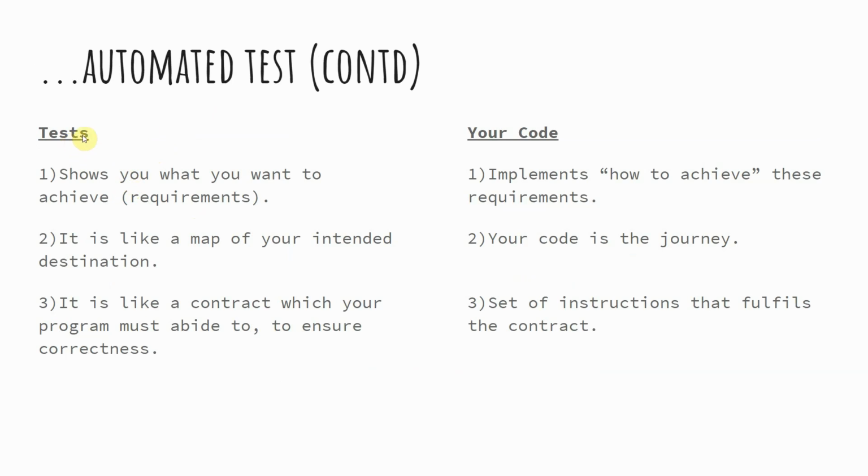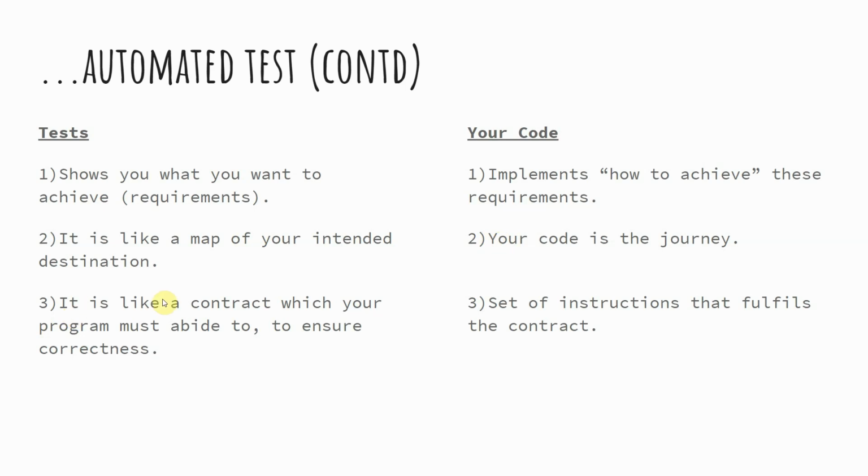How do you relate tests with your code? I just had this little table to show you how you could have a good understanding of what tests are. A test shows you what you want to achieve, which are your requirements, which is what I just explained from the previous slide. Then your code implements how to achieve these requirements. Also, a test is like a map of your intended destination, and your code is the journey. If you are doing something like TDD, which I will explain in future slides, you have a list of what you want to achieve. Then your code has to make sure it abides by that list of requirements in code.